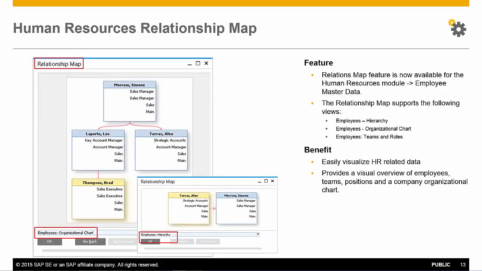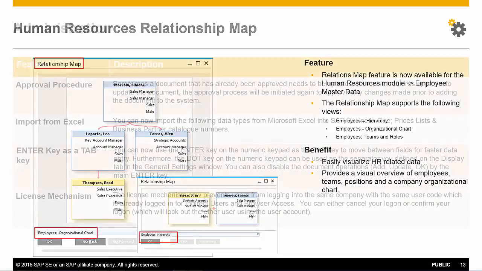The Relationship Map feature is now available for the Human Resources module, representing employee master data. You can now view your employees in a hierarchy structure, as an organizational chart, or broken down into teams and roles. So now you can more easily visualize human resources related data, and it provides a visual overview of employees, teams, their positions, and your company organization.